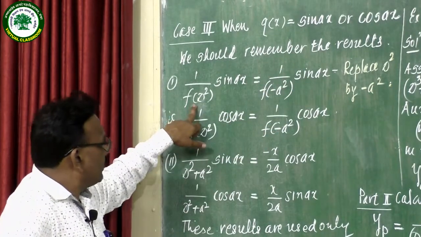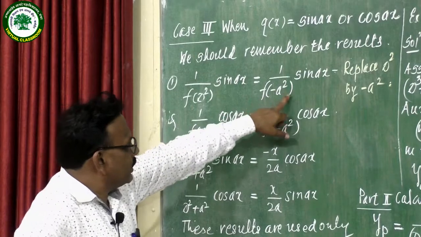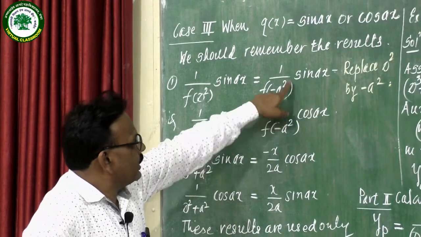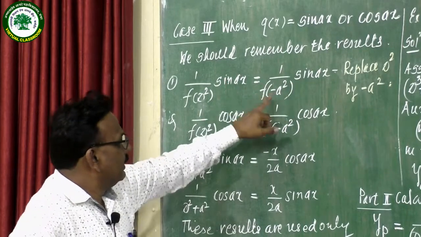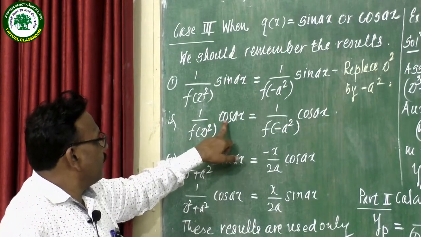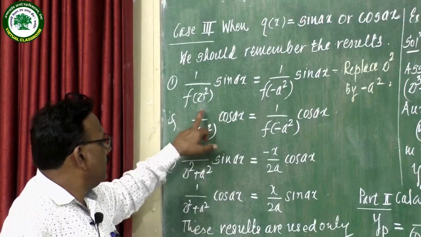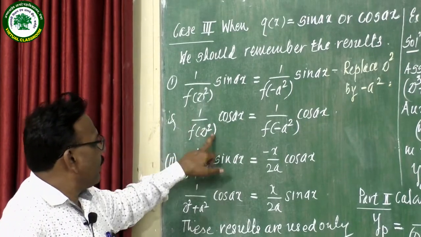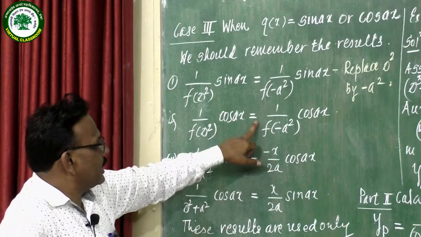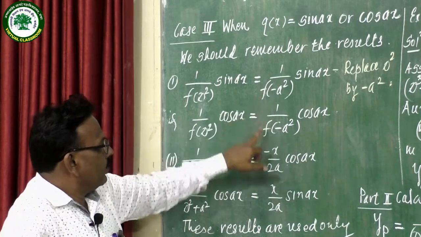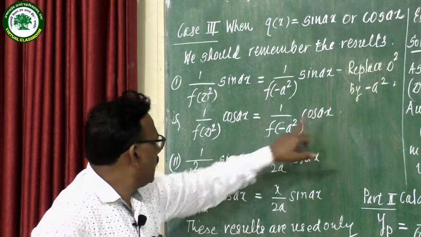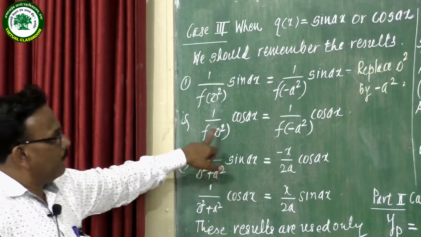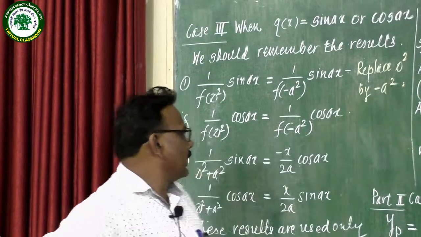That means D square will be replaced by minus a square. Here a is there, you have to give minus sign to a square, not minus a square. Similarly, if Q(x) is cos of x, the particular integral will be calculated as 1 over f of D square cos of x, which is equal to 1 over f of minus a square cos of x. Here also that polynomial will be in D square, replace D square by minus a square.